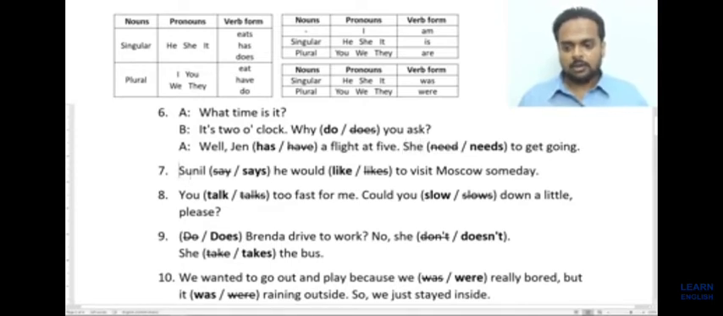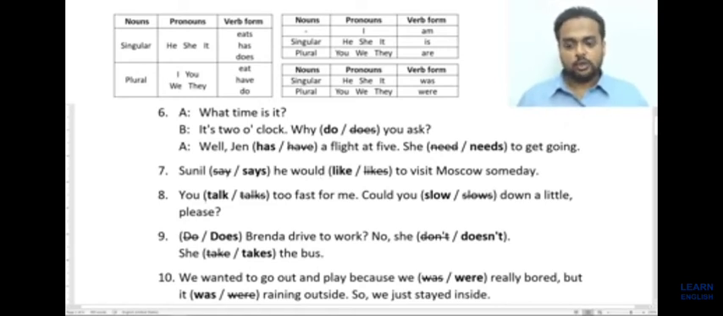Number 7, Sunil, again singular, says he would like to visit Moscow someday. Now you might be wondering, if Sunil is singular, why is it like and not likes over here? That's because when we have a modal verb like will, would, can, could, shall, should, and so on, we don't apply any subject-verb agreement rules. We just put the modal and then the base form of the verb. That's why Sunil says he would like to visit Moscow someday.